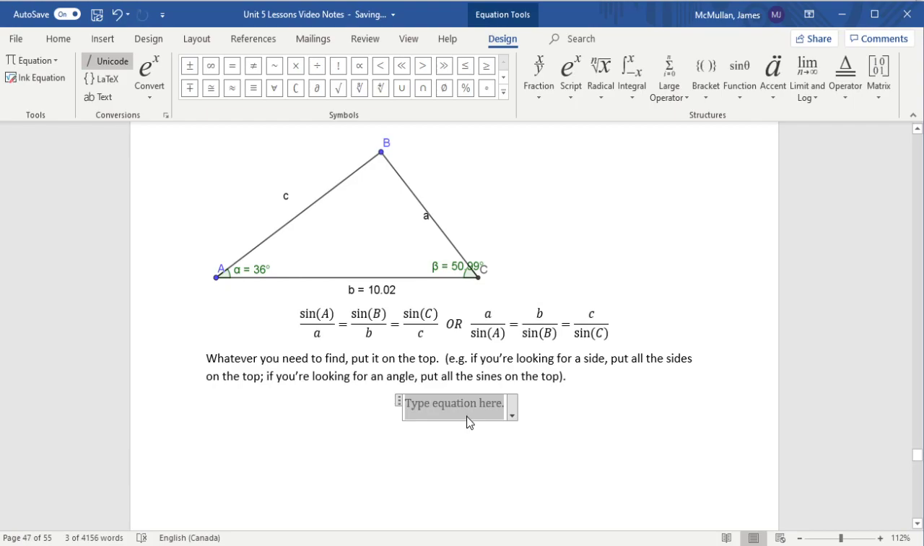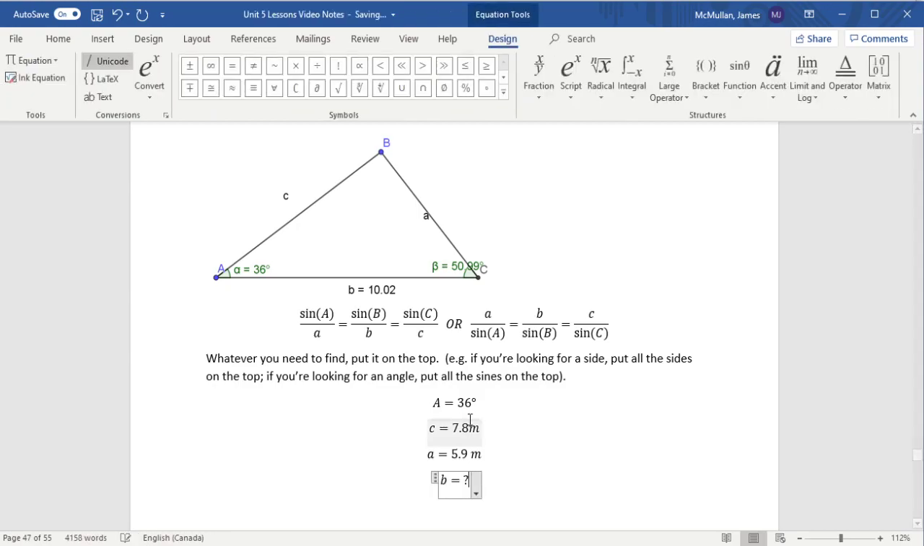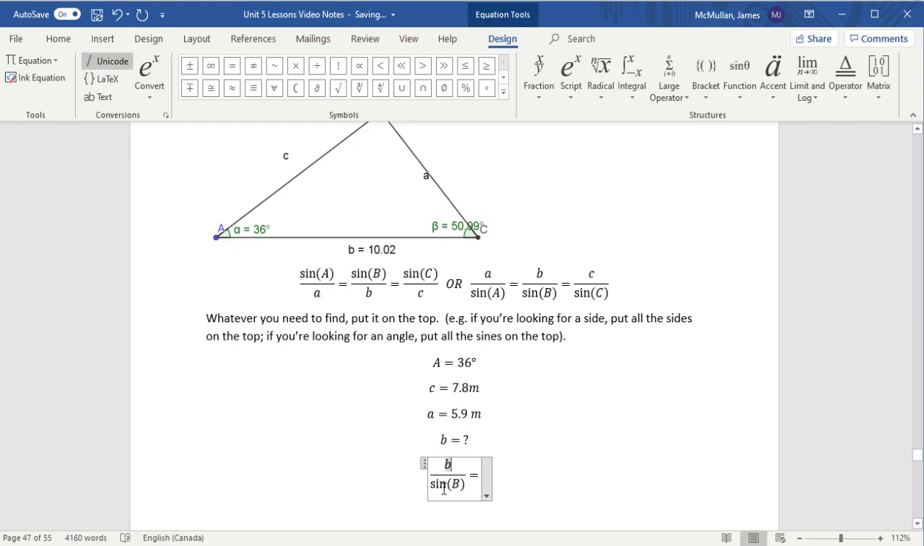So let's write down what we know. We know that angle A is 36 degrees. We know that side c is 7.8 meters. We also know that side a is 5.9 meters, right? Those are the three things we know. What we ultimately want to do here is get side b. The problem with side b is that if you put b over sine B right now, we don't know side b and we don't know angle B. So we can't work with this because it's an unknown over another unknown, and that doesn't work, at least for now.